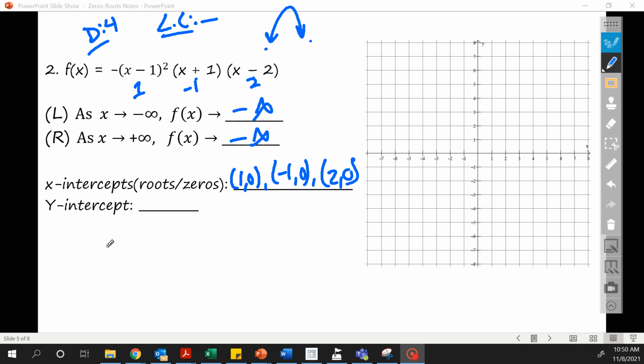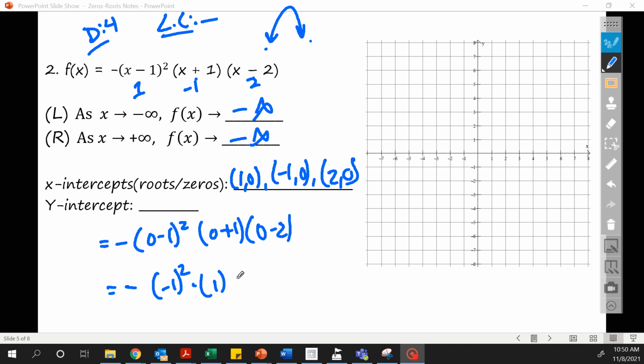The y-intercept, we would plug in 0, so we have 0 minus 1 squared, 0 plus 1, and 0 minus 2. Okay, so negative 1 squared times 1 times negative 2. So that's negative 1 times 1 times negative 2. So this is positive 2, because that's negative 1 times 1 times 1 times negative 2. So our y-intercept is (0, 2).